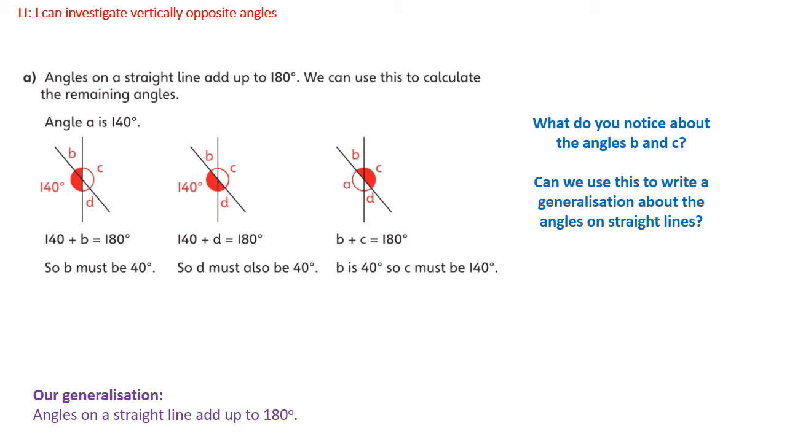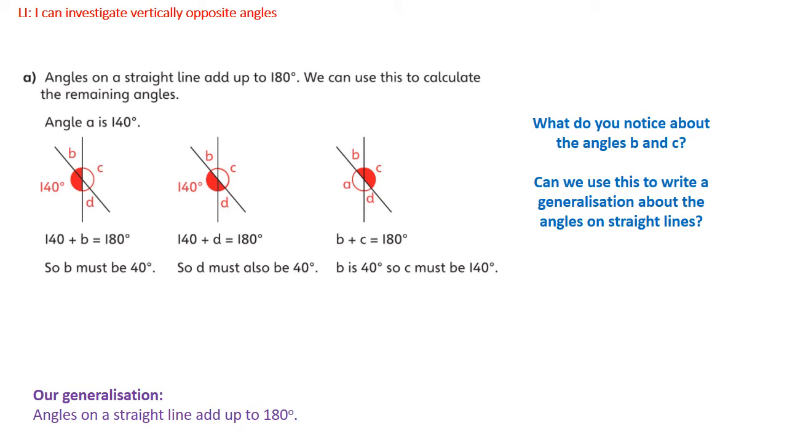So here we've got that explained again. So you can see where the red parts are on each of the angles. So this is experiment 3 here, with A being 140 degrees. Can you see that A and B are now on a straight line? So therefore B must be 40. Can you see that A and D are on a straight line? Therefore D must be 40. And then B and C are on a straight line. So if B is 40, C must be 140.